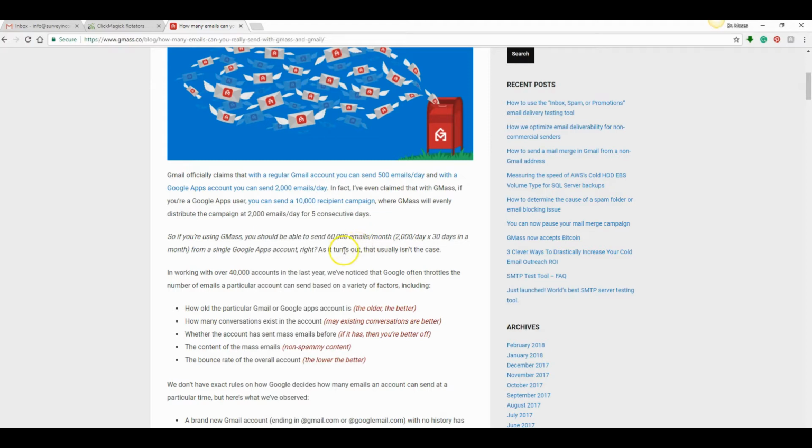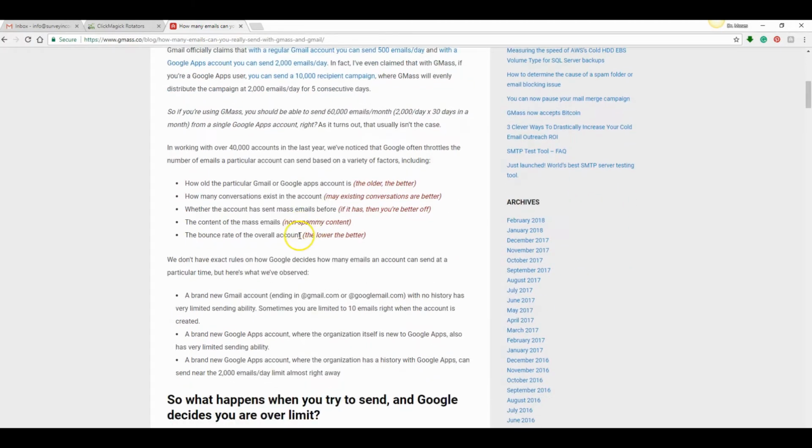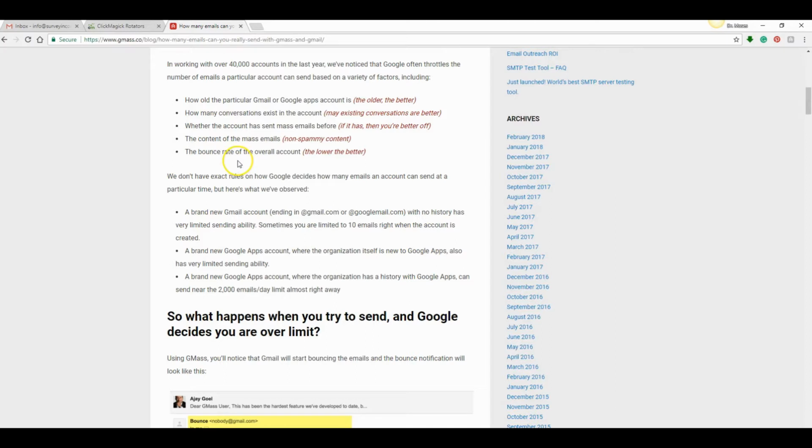Now, there are so many factors that go into this. One of the first factors is that the amount of emails you can send depends, number one, on how old your Gmail or G Suite account is. The older the account, the better. And also whether the account has sent emails before, because if it's a completely new account and you never sent an email before, then you really want to warm your account before you start sending emails.